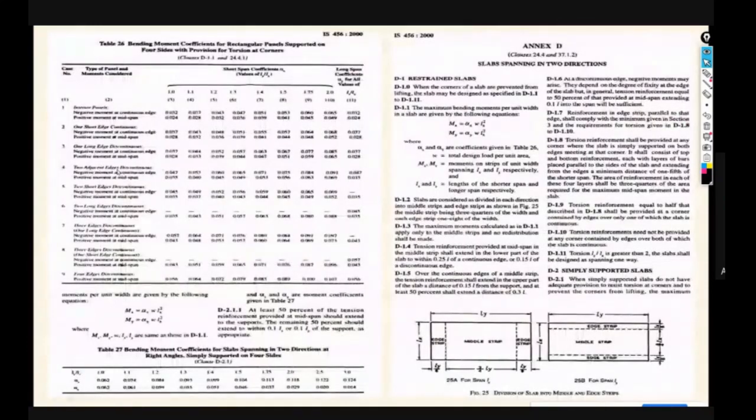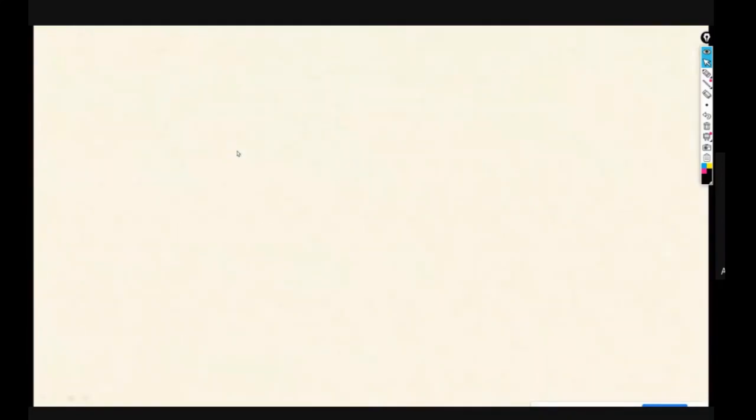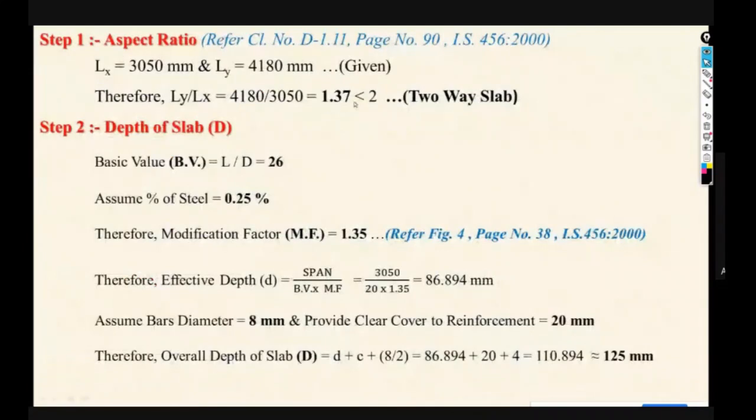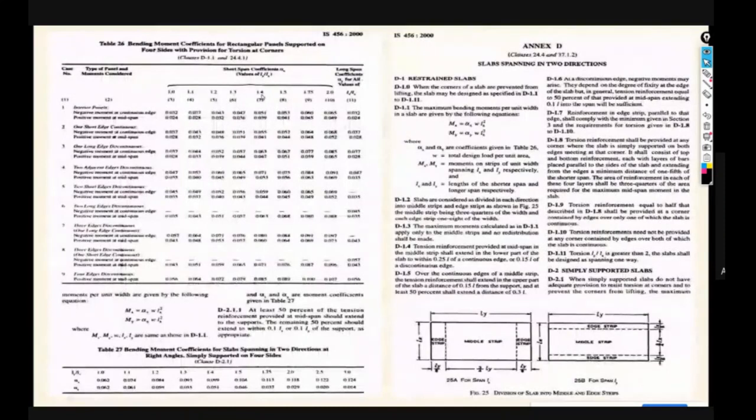Okay, 2 adjacent edges discontinuous, 2 short edges discontinuous. Now here short as well as long, both edges are discontinuous, so we can use these two adjacent edges discontinuous. Now here we will use this fourth case, but next is the Ly by Lx ratio. Our Ly by Lx ratio is, I think, 1.37. So that 1.37 is between 1.3 and 1.4.